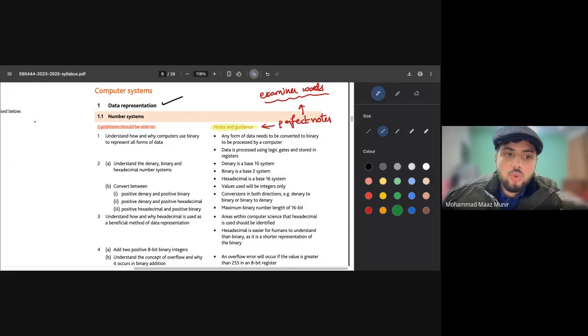So do this for all the subjects, whatever subjects you're going through. It's very crucial. Let's see, did we study this?